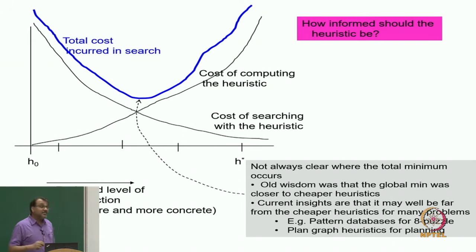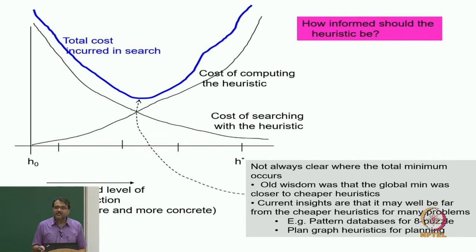But there are some new insights that have come out in the last 10-15 years, which have made people question this conventional wisdom, and in fact people have found that cheaper heuristics may not always be the best idea. Sometimes somewhat more expensive heuristics may be a better idea, and the examples there are pattern databases that we will study and planning graph heuristics that we will not study.